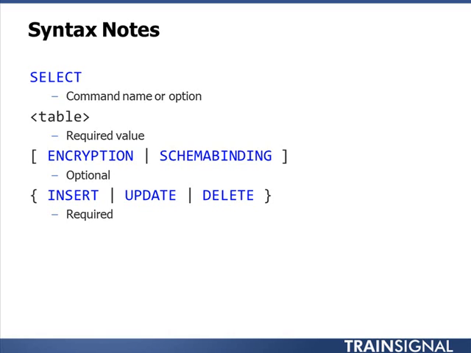Then you're going to notice that I've got square brackets with maybe a couple of options separated by a pipe. What that's going to be indicating to you is that those are optional. So you could provide one, you could maybe provide multiple, or you could provide none. Contrast that with the curly braces, where I've got insert pipe update pipe delete inside of curly braces. In that scenario, at least one and potentially more is required.